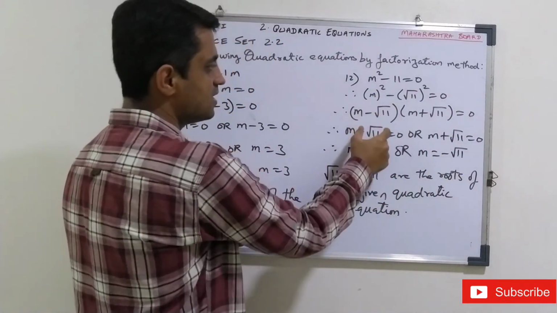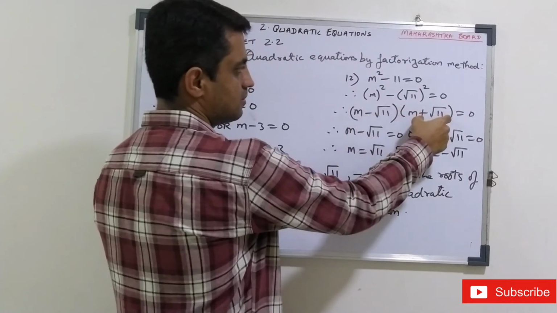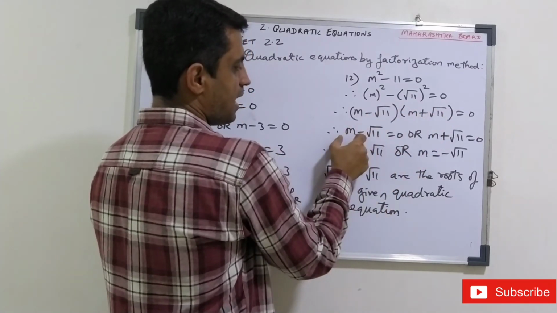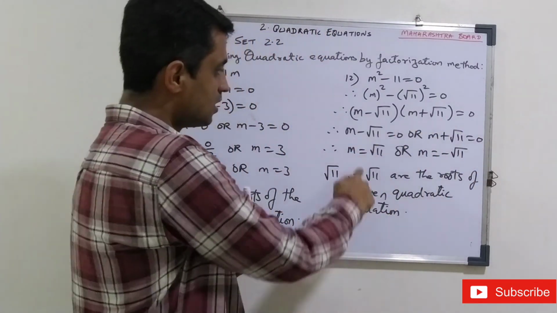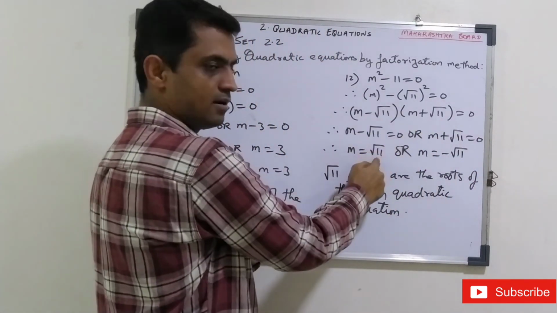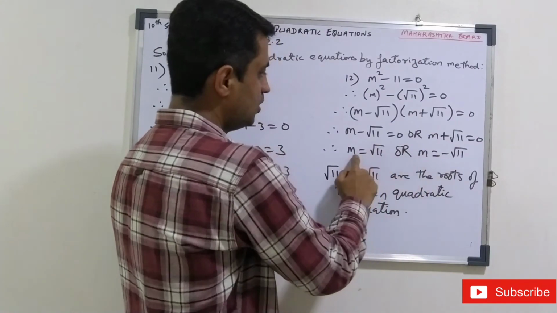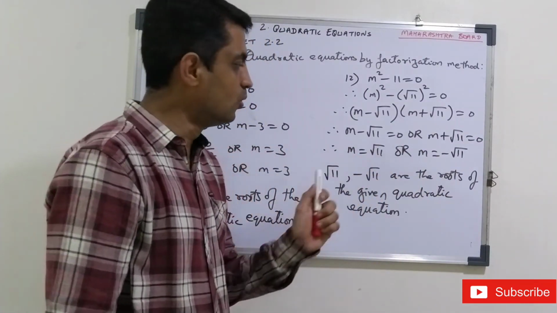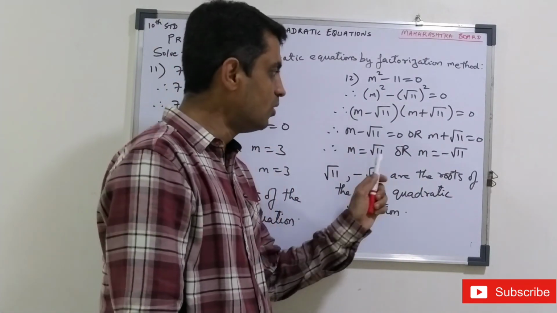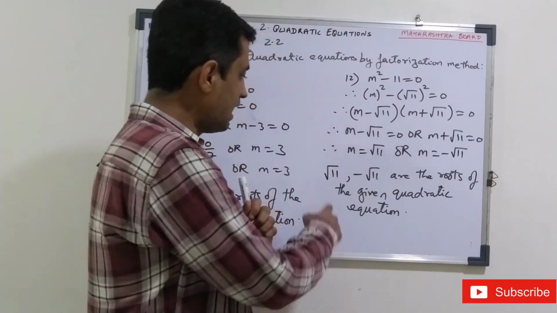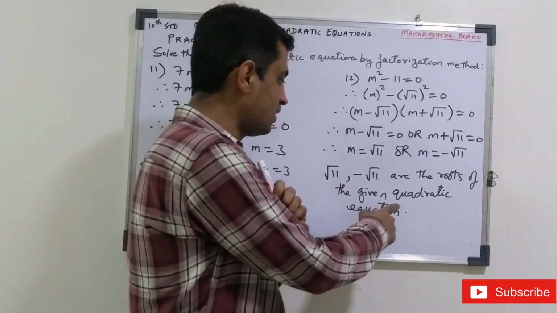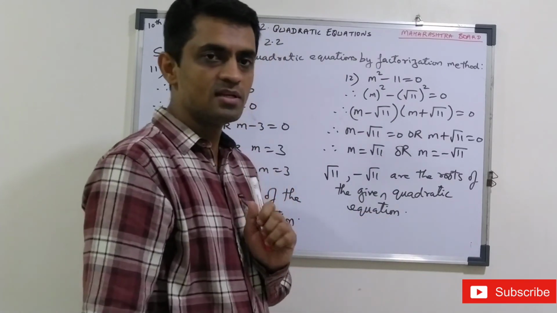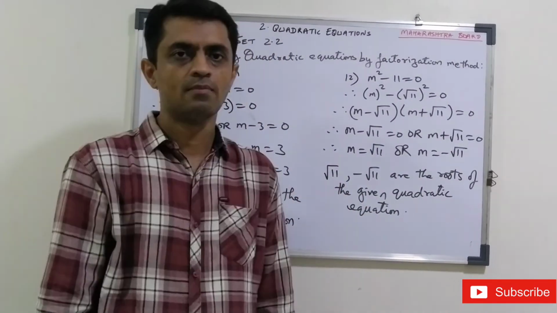Now compare each term with 0. m minus root 11 is equal to 0 or m plus root 11 is equal to 0. Shift this minus root 11 here and this also there. So you got m is equal to root 11 or m is equal to minus root 11. Final answer, root 11 and minus root 11 are the roots of the given quadratic equation. This has to be solved this way.